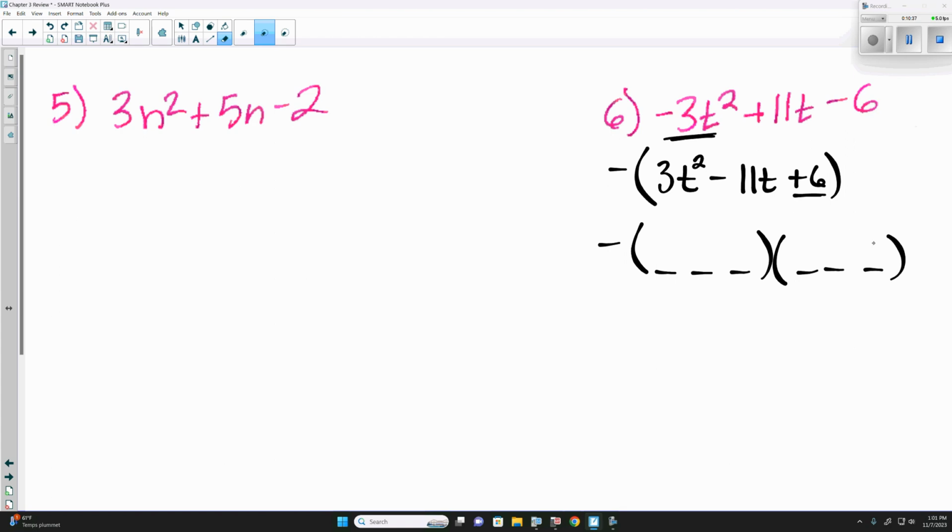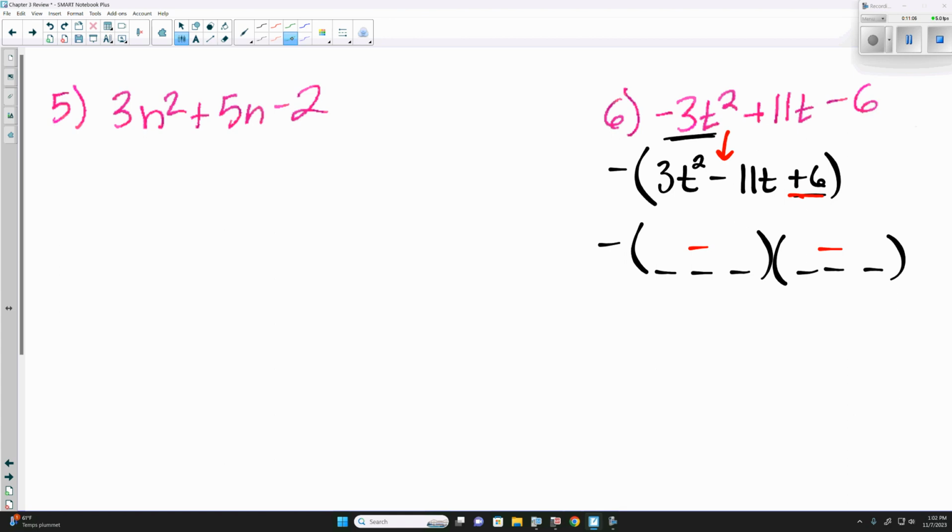Now for this here, since the third term is positive, the signs are the same, and they're always going to match whatever the middle term is. Now the last few have been negative. If it had been plus 11 and we had plus 6, they would both be plus. Here they're both going to be negative, so negative and negative. Questions on this here?